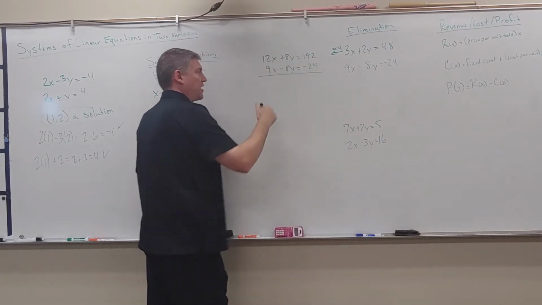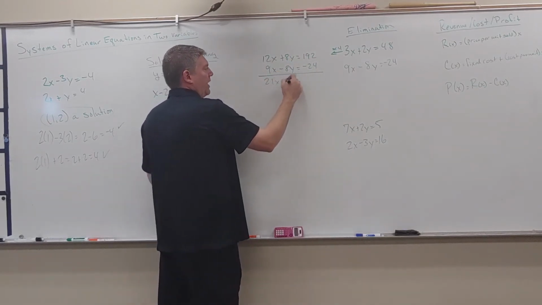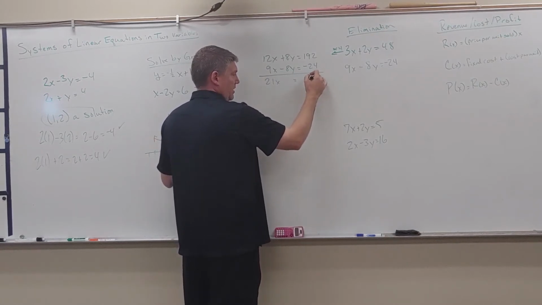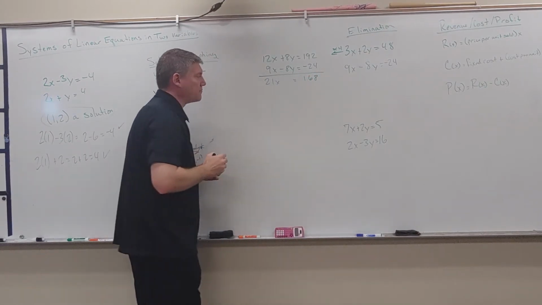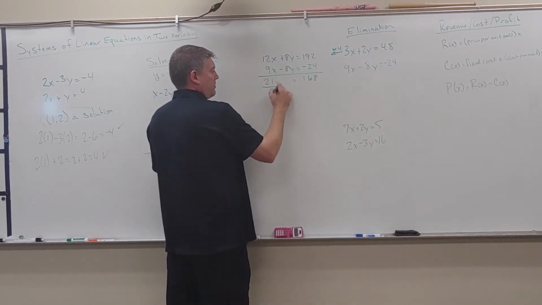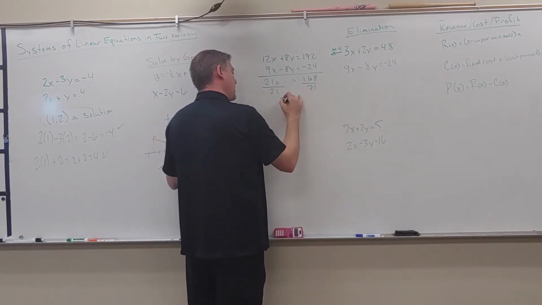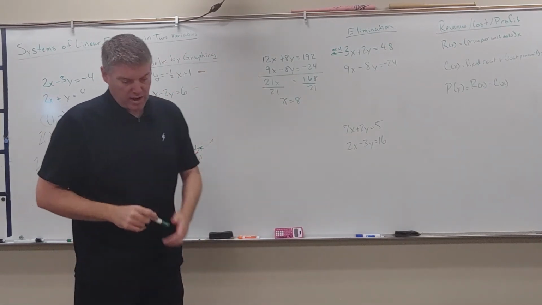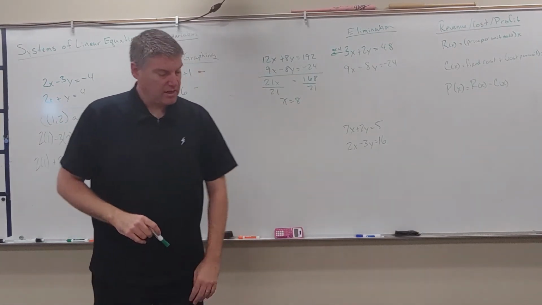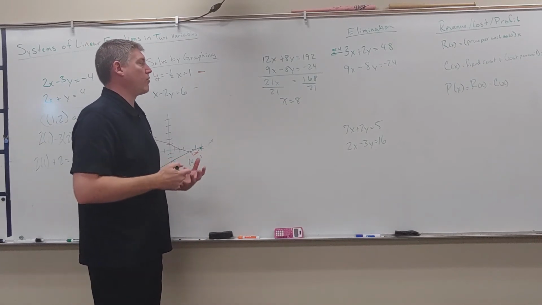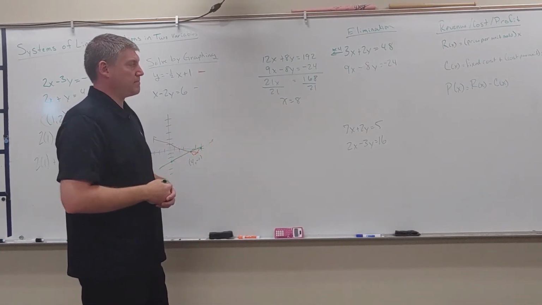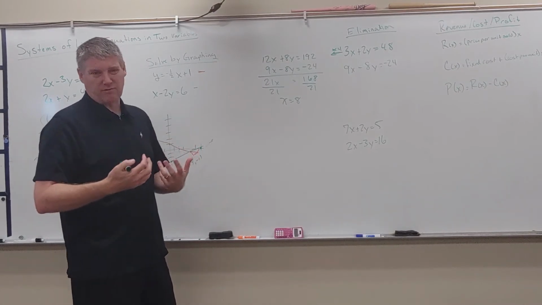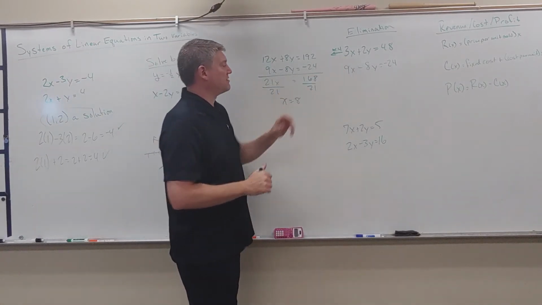I now add straight up and down. So now I have 21x equals 168. I'm going to divide by 21, x equals 8. So now I have x equals 8, and I want to find my y. So I'm going to plug it back in, okay? It doesn't matter which one you plug it back in for, just pick whichever one's easiest for you. I'm going to pick the top equation here.